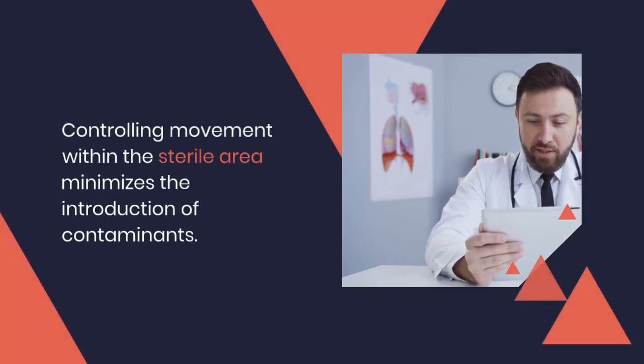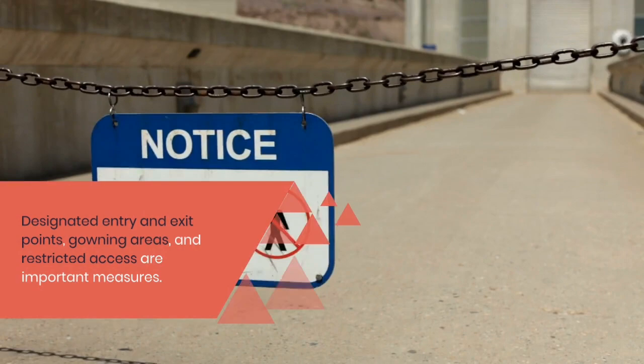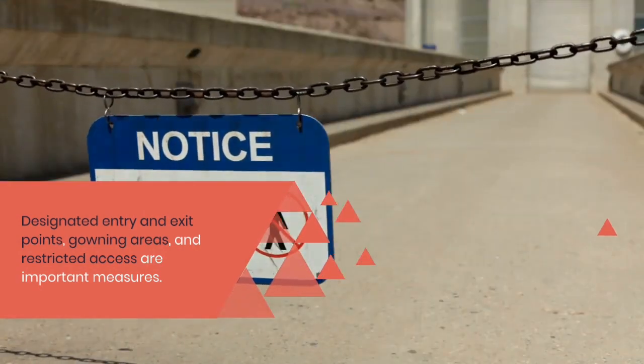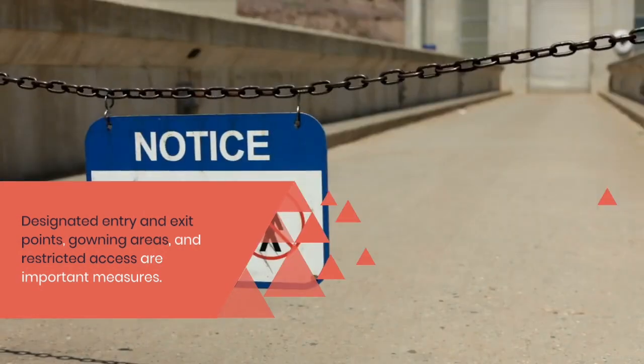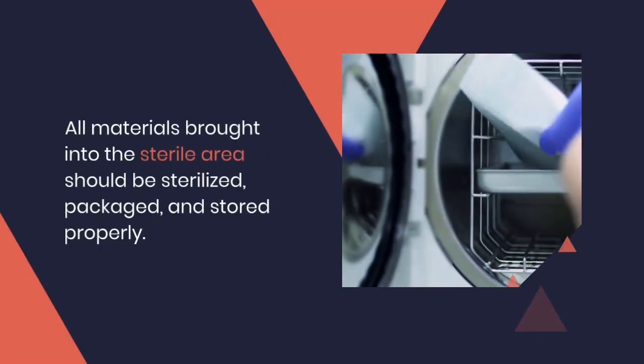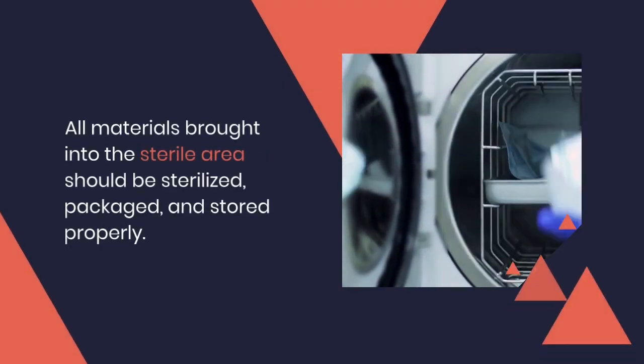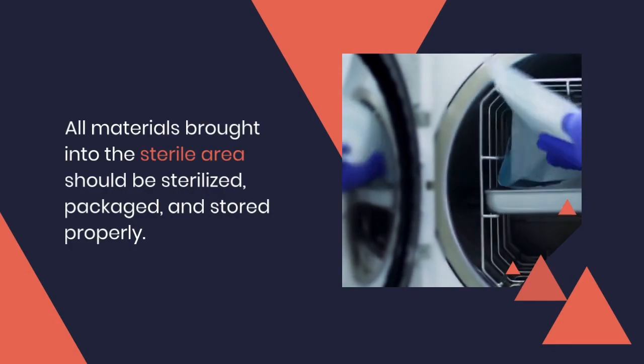8. Material transfer and storage. All materials and components brought into the sterile area should be appropriately sterilized, packaged, and stored. Sterile transfer methods, such as using laminar airflow workbenches or pass-through hatches, should be employed to prevent contamination during material transfer.